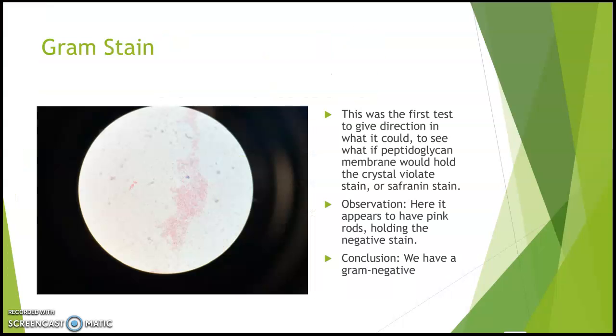My first test was the Gram stain, in order to give a direction to see what the peptidoglycan membrane was like, and to see if it would hold the crystal violet stain or the safranin stain. Here, it appeared to hold a pink appearance, meaning that it had the safranin stain, meaning it has a negative charge to the membrane.